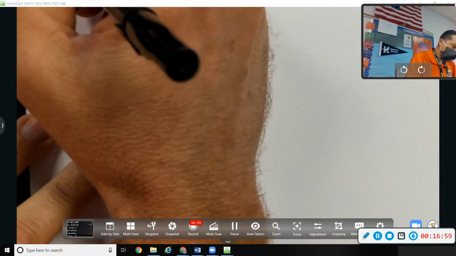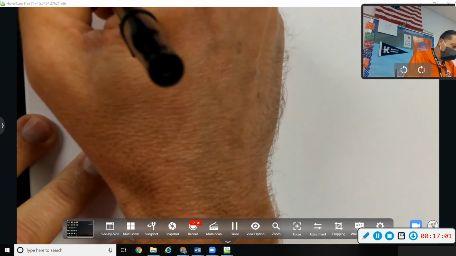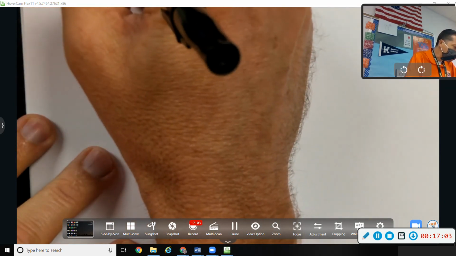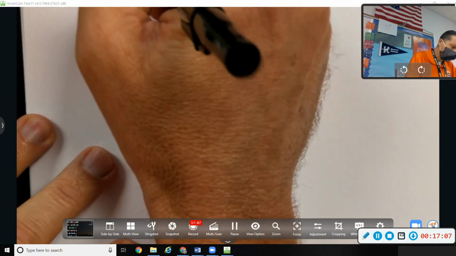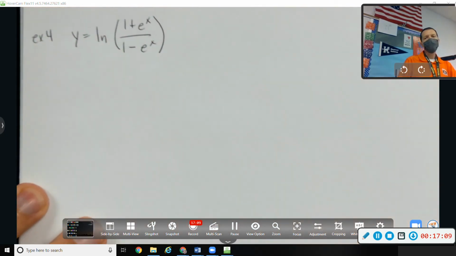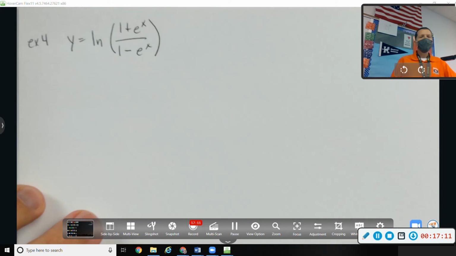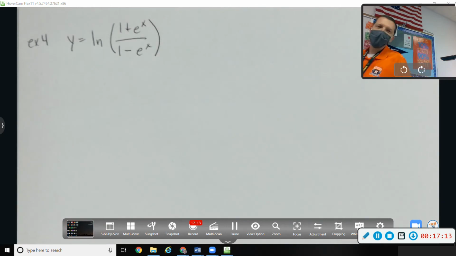And I guess, like always, the new rule isn't really that big a deal. It's just putting it together with all the other rules. Something like this. Put it where you can see it. There we go. That looks terrible. Y equals natural log of 1 plus e to the x over 1 minus e to the x.